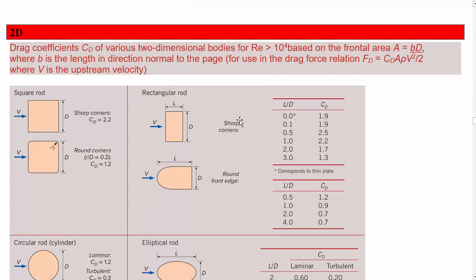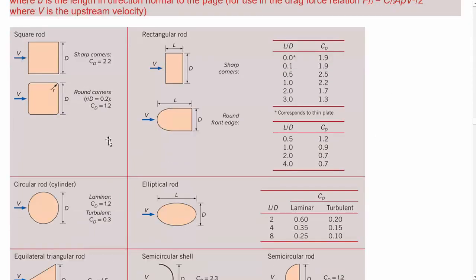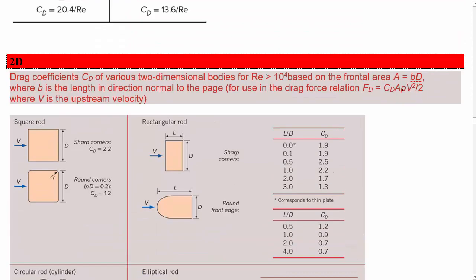so that the area is b, the distance out of the page, times D, because that would be the frontal area of all of these shapes when facing the flow. Drag force would then be the drag coefficient given in each of the pictures, multiplied by the area times rho v squared over 2, v being the free stream velocity.